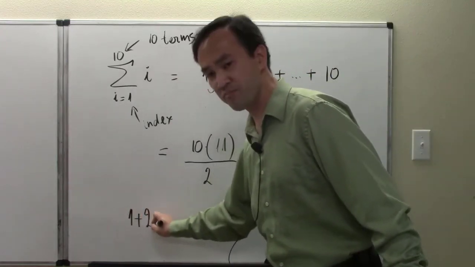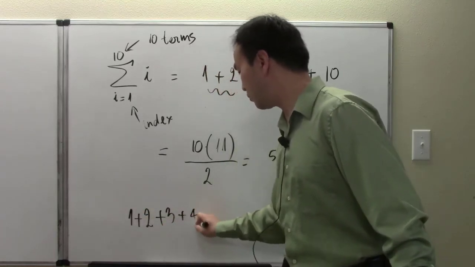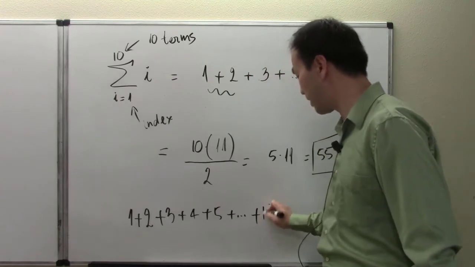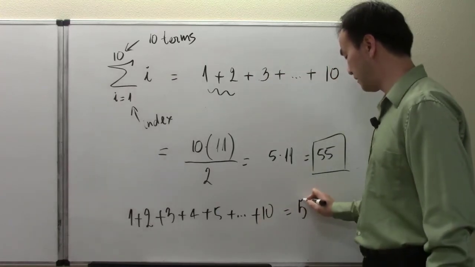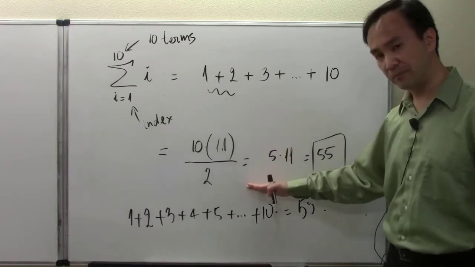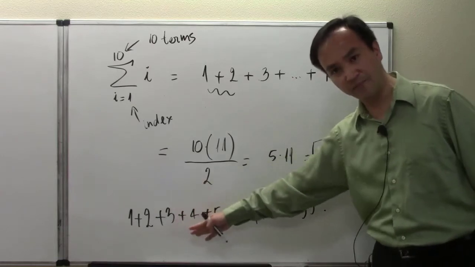Now I want you to verify this answer of mine by really adding 1 with 2, and then whatever that sum is, add 3, and whatever that sum is, add 4, whatever sum we get currently, add 5, and keep adding until you reach the last one. Your answer will also be 55. Feel free to pause my video at this moment and go ahead and verify by really adding up all the terms right here.